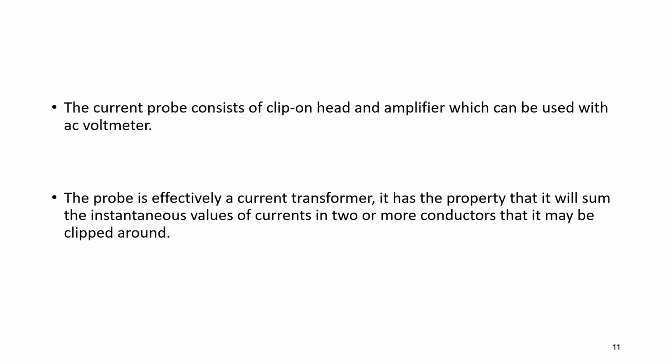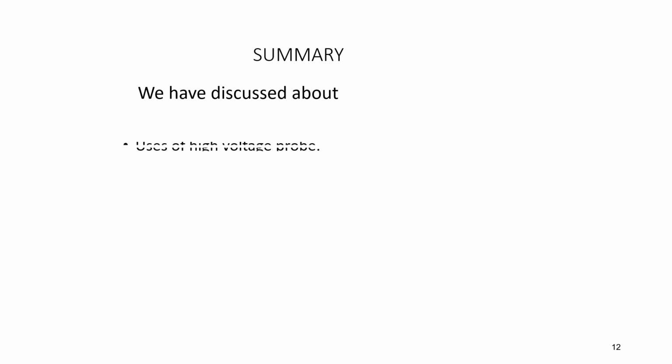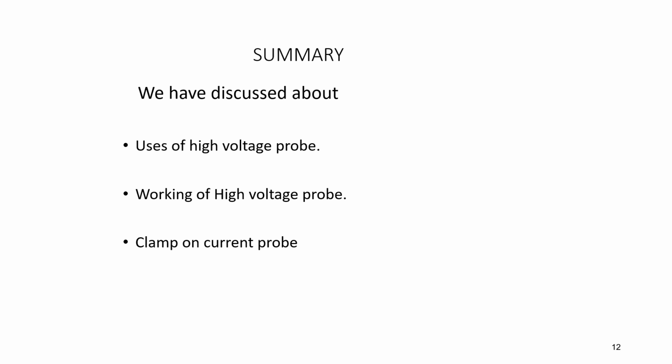The current probe, as I told you, consists of a clip-on head and an amplifier, which can be used with an AC voltmeter. The probe is effectively a current transformer. It has the property that it will sum the instantaneous values of currents in two or more conductors that it may be clipped around. So this is about the high voltage probe and the current probe.